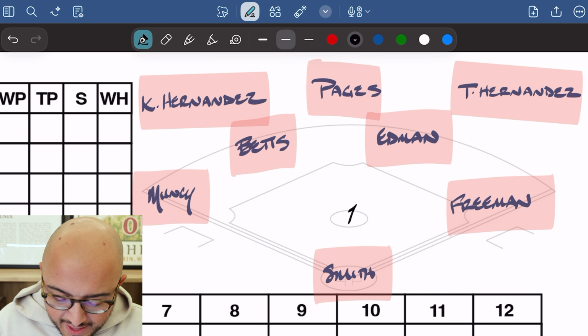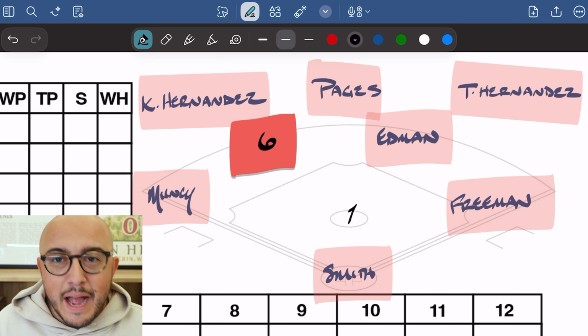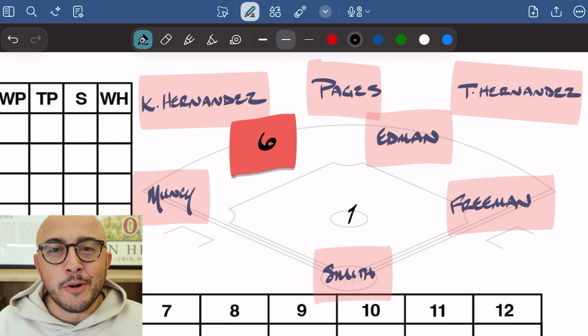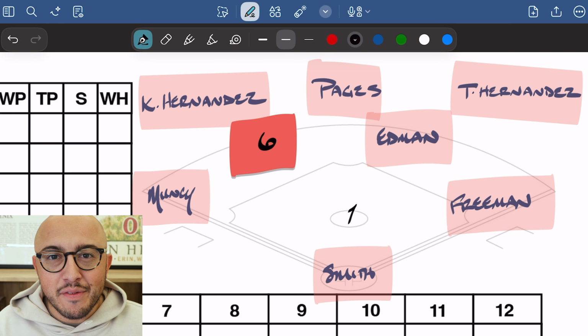As to why the shortstop is 6, there's an article, I linked it down below, from the Society of American Baseball Research.